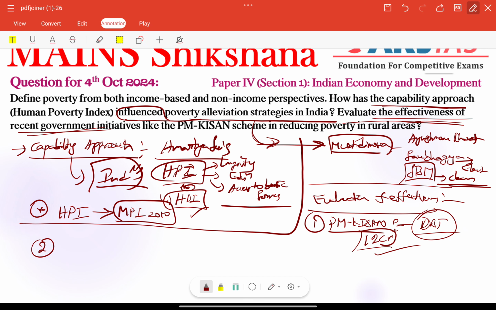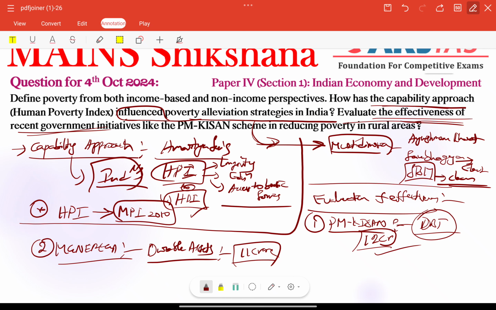Next we have the second one, MGNREGA. That is also very important. MGNREGA, the Mahatma Gandhi National Rural Employment Guarantee Act, has been a crucial tool in providing employment opportunities in rural areas, thereby reducing income poverty. It focuses on creating durable assets, which is very important and needs to be included, that improve long-term rural livelihoods. For example, during the pandemic it was a very special program. MGNREGA provided employment to almost 11 crore rural workers, ensuring basic income security at the pandemic level.